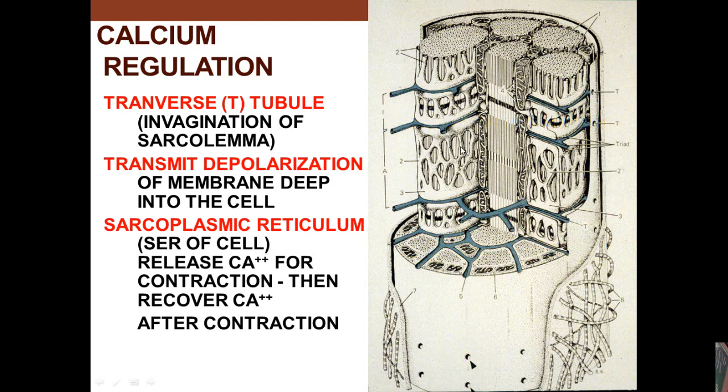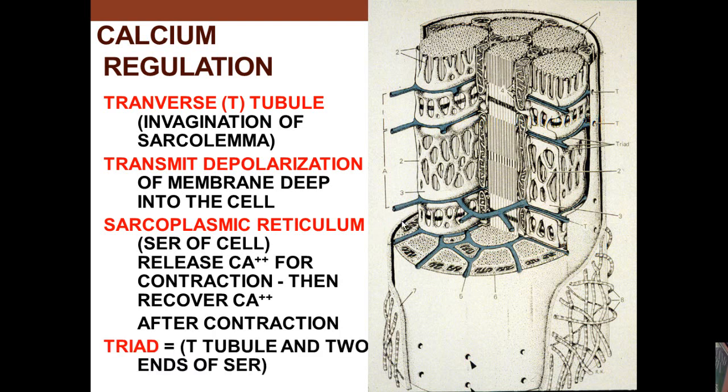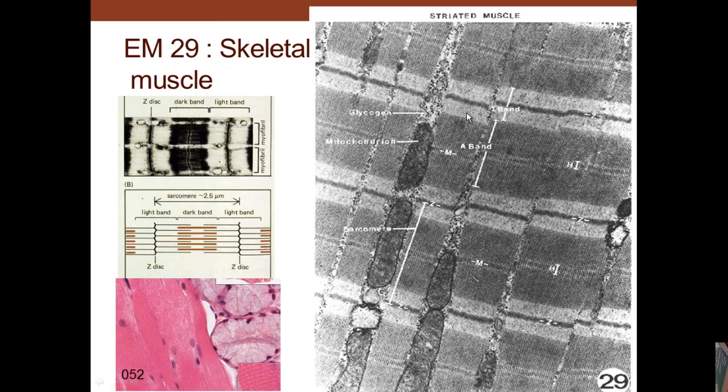And the sarcoplasmic reticulum, which is really the endoplasmic reticulum of the cell, releases calcium and sequesters calcium whenever the contraction is over. As a consequence of the sarcoplasmic reticulum on either side of a transverse tubule, you have what we call a triad. That is a transverse tubule and two ends of the sarcoplasmic reticulum.